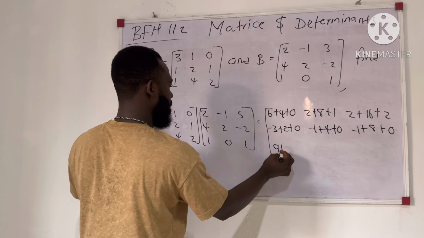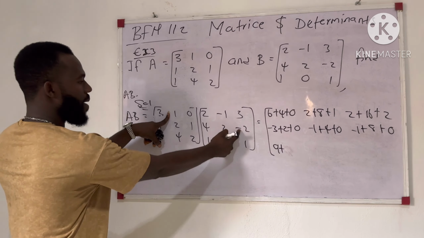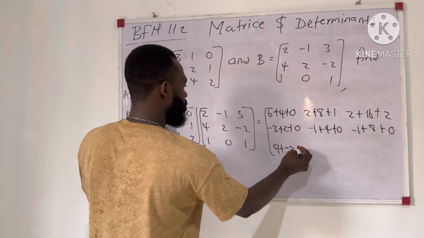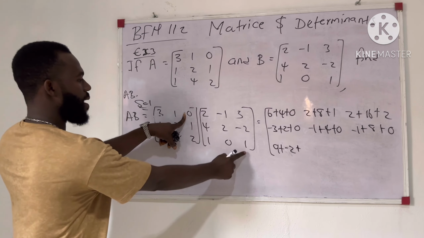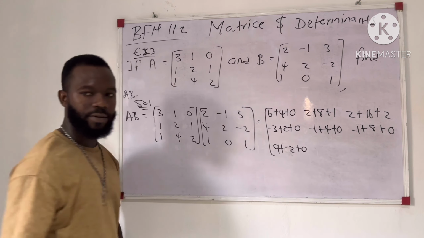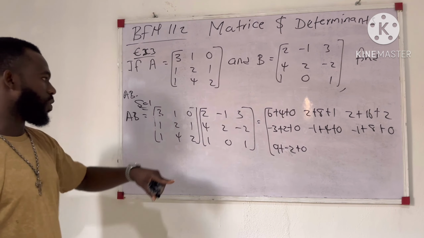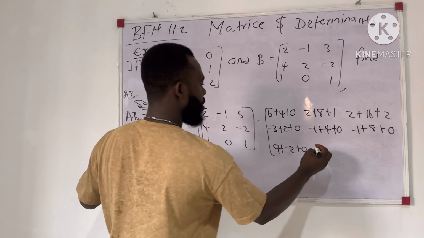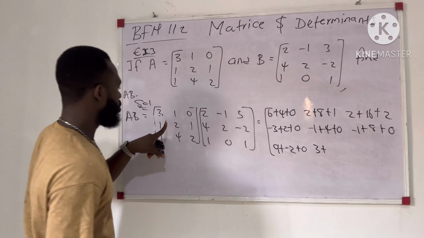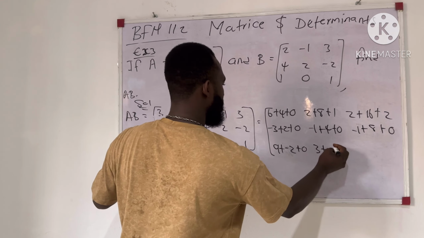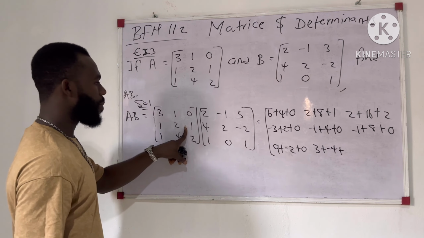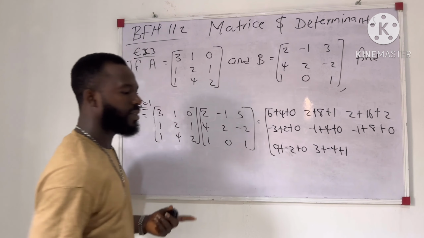Okay, 9 plus 1 multiply minus 2 to give us minus 2, plus 0 multiply 1 to give us 0. Next row, 1, 2, 1. So let's go. 1 multiply 3 to give us 3. 2 multiply minus 2 to give us minus 4. 1 multiply 1 to give us 1.